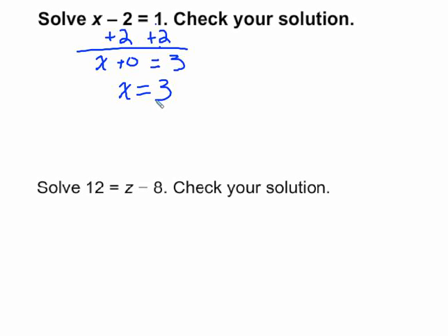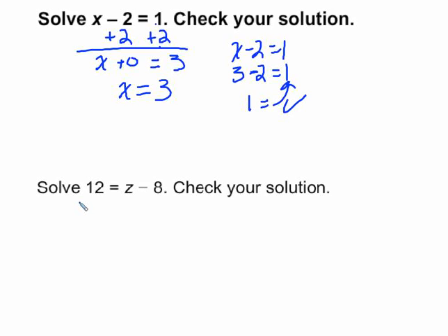And again, if I check my answer, I put the 3 in, I get that 1 is surely equal to 1, so this checks out. Okay? All right, let's try another one. This will be our last example before we get to the problem of the day. Z minus 8 is equal to 12, or 12 is equal to Z minus 8. You can read it either way.